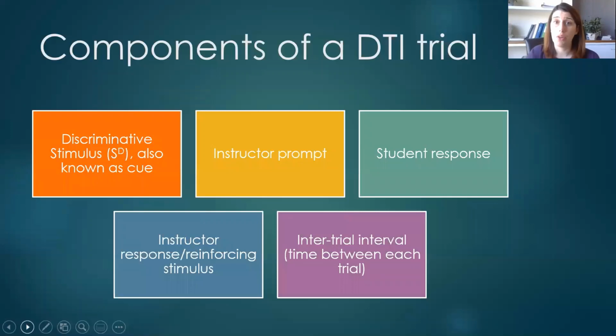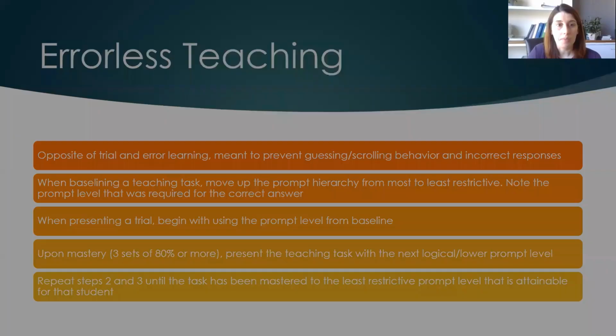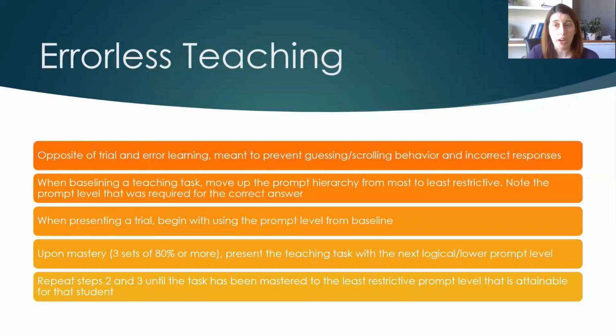So let's go back to those components of a discrete trial. These are our 5 components. Where are we now? We're at the student response. So the skill or behavior that you are teaching. So what is that end goal for the student? For this particular program that we're talking about, it's that the student touches the red cube. And again, to avoid those response errors, use errorless teaching. I talked about it a little bit prior, but it's important to dedicate one slide to it.